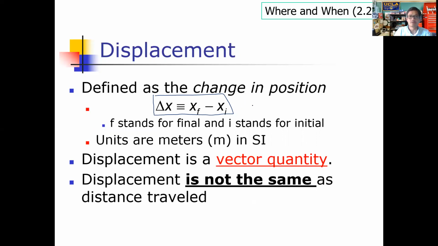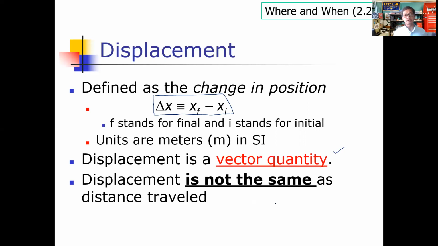Is the displacement to the left? Is it to the right? Is it up? Is it down? Is it north? Is it south? And so forth. So we have to make sure with displacement, which is a change in position, we also have to indicate the direction because displacement is a vector quantity.